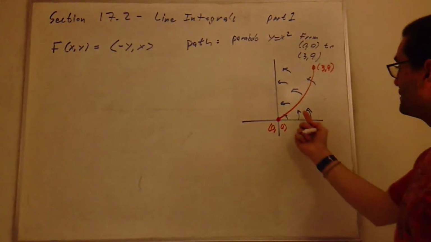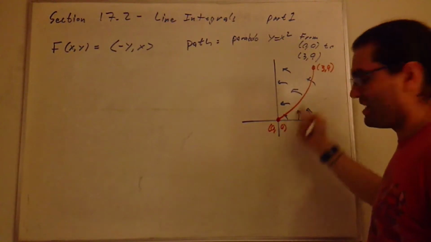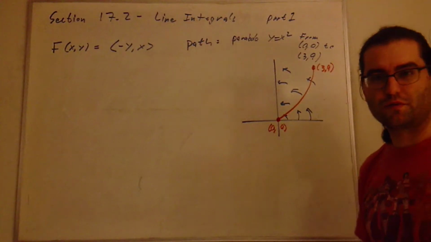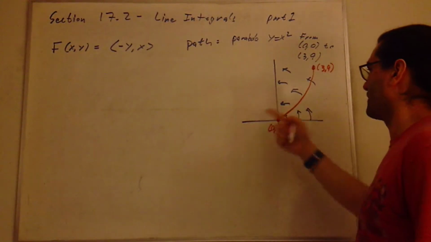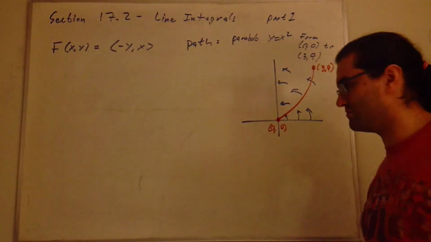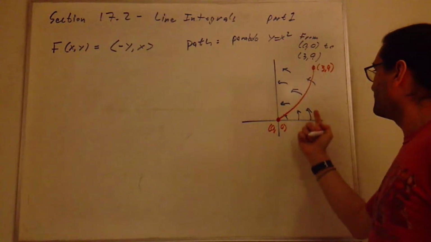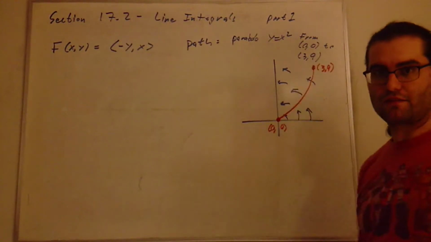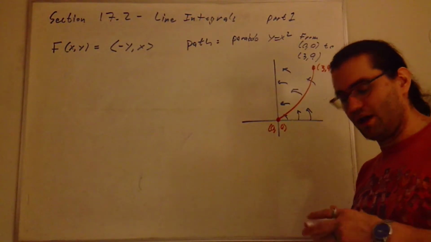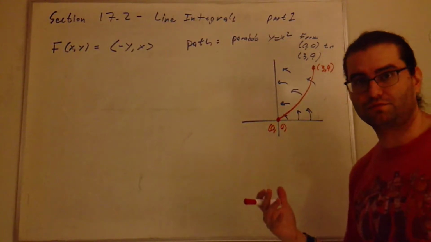So you can see some of these vectors are going to be kind of like perpendicular to the path, and they're not going to contribute much of anything. They're not going to do any work for or against this path. They're just going to be pushing in a completely separate direction. Some of the vectors are going to be kind of helping us along that path. So when we take this line integral, we should expect a net positive result.